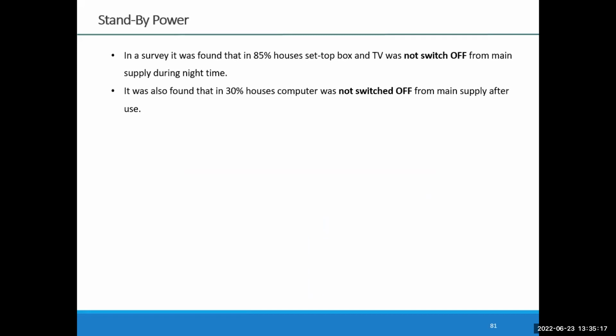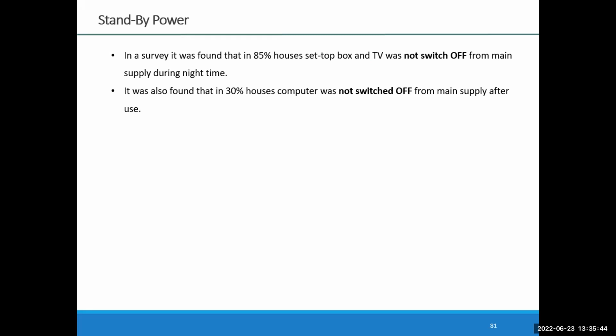In a survey, it was found that in 85% of houses, set-top boxes and TVs were not switched off from the main supply during night time. That means we are just switching off the equipment with the remote, and we are not switching off at the main supply. That means the standby power is getting consumed.